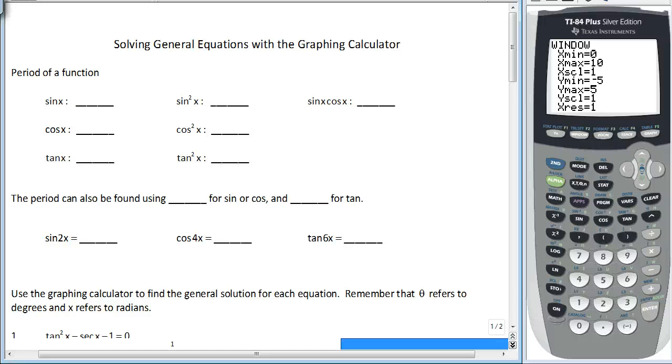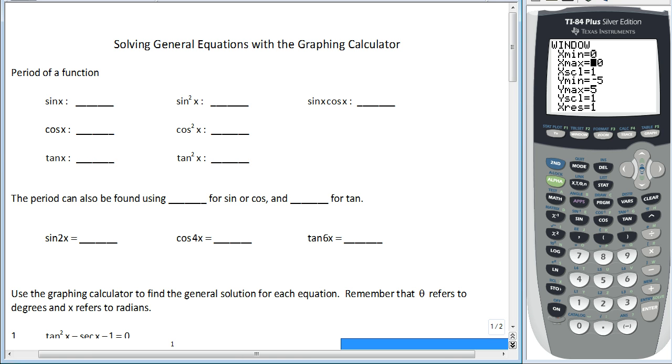All right, let's do this. The purpose of this video is to show you how to solve general equations with trigonometry with your graphing calculator. So you're going to need your graphing calculator here. If you don't have it sitting right next to you, pause it, grab it, and come right back.